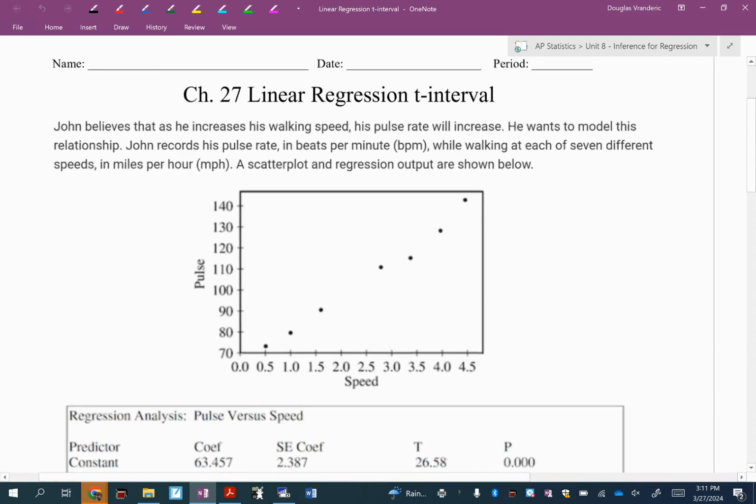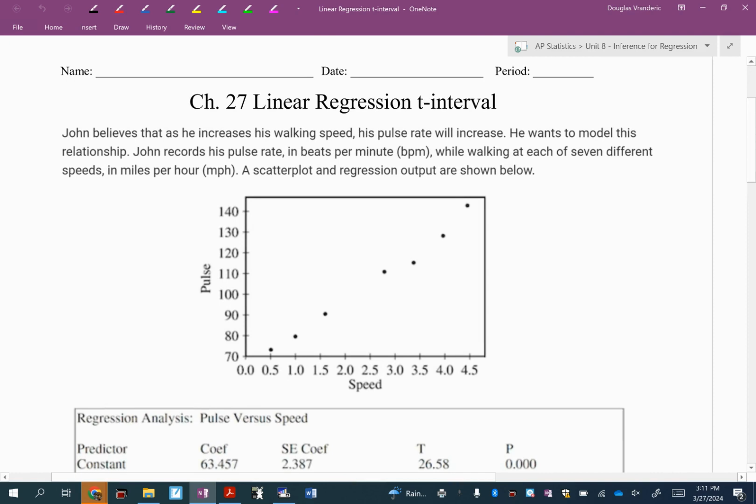Okay. All right. Let's talk about John. So John is that guy, I guess, that goes on a walk and wants to measure stuff about his walk. I don't know, those people exist, I guess. Anyway, John has recorded 7 different speeds on a walk and checked at that moment the pulse rate of his body, for his heart.